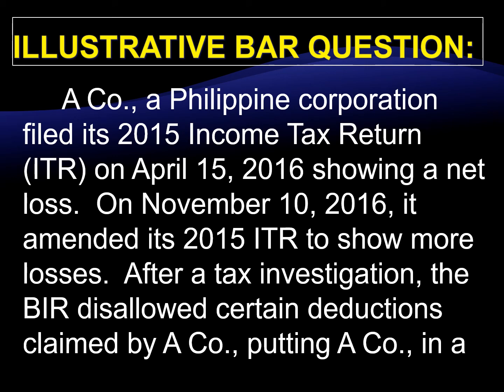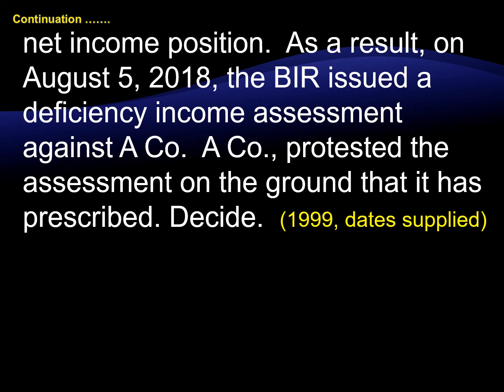When you look at the question and the factual setting is very long, you go to the bottom of the problem. So what is that? Decide. You don't know what you're going to decide. So you go back here, one sentence. As a result, on August 5, 2018, the BIR issued a deficiency income tax assessment against ACO.